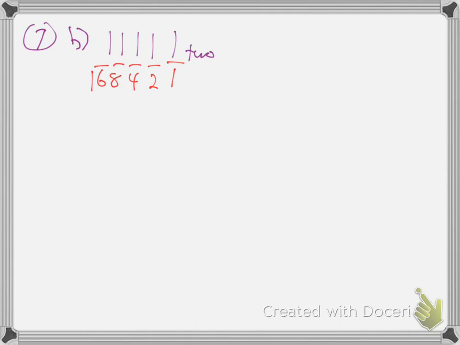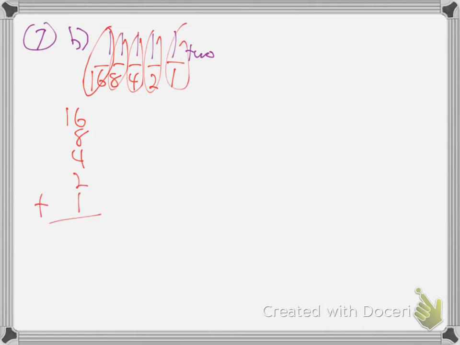You start with 1 in base 2. You just go times 2, times 2, times 2. So that's 1, 16. That's 16. And 1, 8. And 1, 4. And 1, 2. And 1, 1. Add them up. 21, 31. That's the normal number 31. Base 10 system, normal 31.